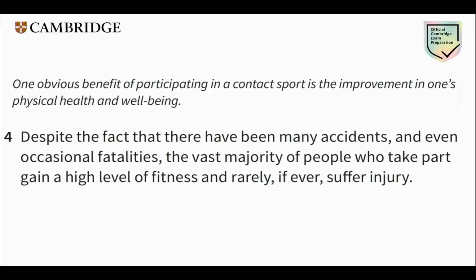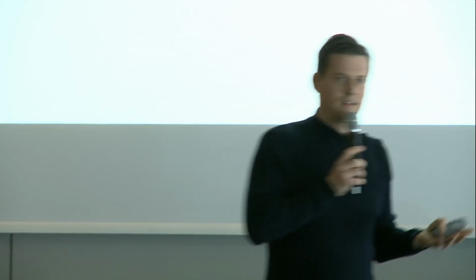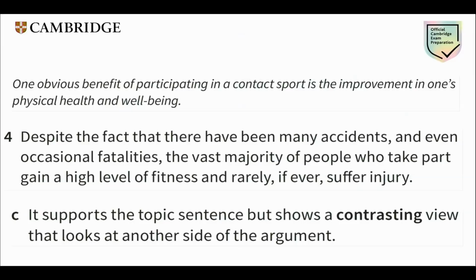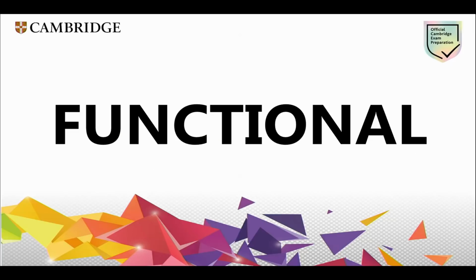The vast majority of people who take part gain a high level of fitness. And what you're showing them is not actually that difficult. You're saying, here's a topic sentence, but show another side to the argument before you give yours. That's a contrast, that's concession. It supports the topic sentence, but shows a contrasting view that looks at another side of the argument. That's not something that a lot of people do. But it's functional, and it is really quite a sophisticated way of giving an argument. It's not saying this because this. It's saying, OK, fair enough, that, but this is more important.